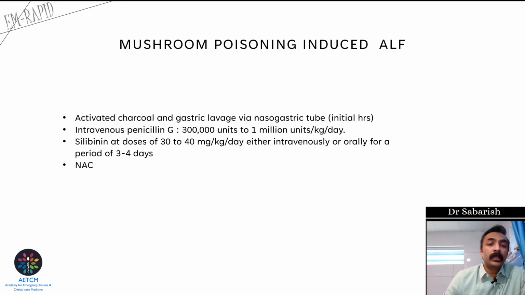Mushroom poisoning: yes, activated charcoal if the patient is presenting within the initial hours. A few drugs that have been proven to be specifically useful in mushroom-induced ALF are intravenous penicillin G, at a dose of 3 lakh units to 1 million units per kg per day, and silibinin at doses of 30 to 40 mg per kg per day, either intravenously or orally, for a period of 3 to 4 days.